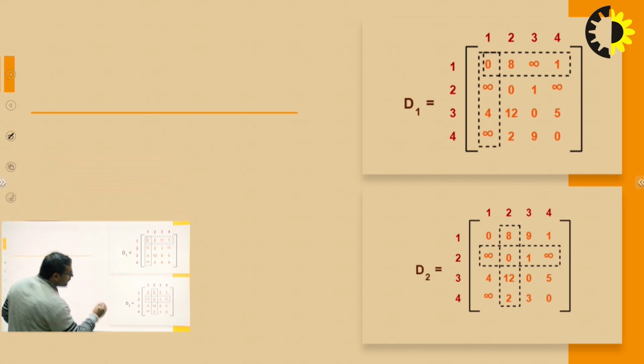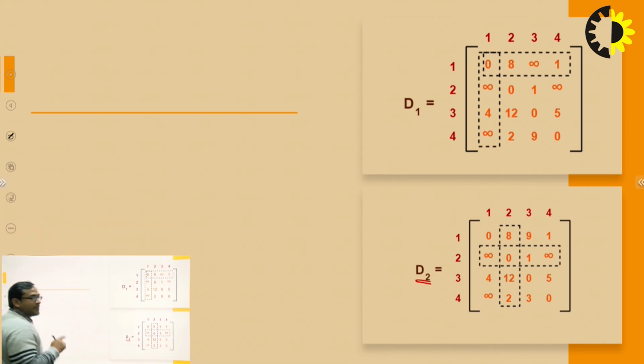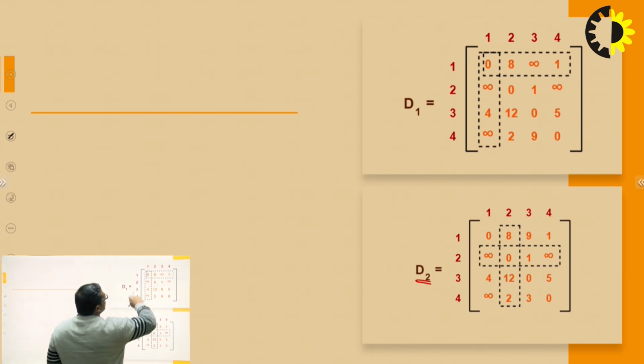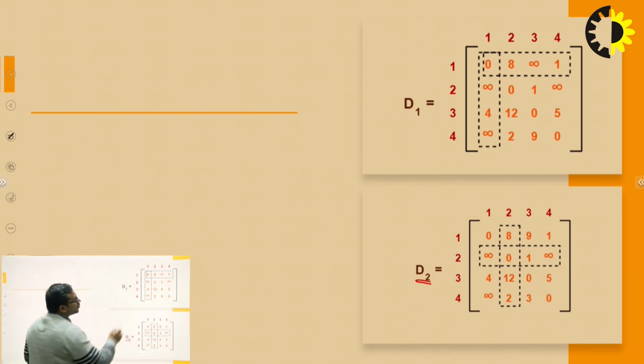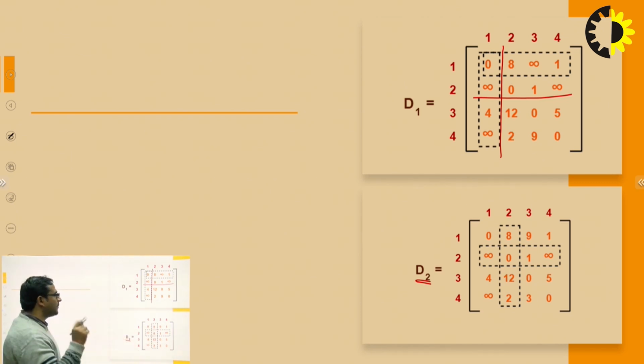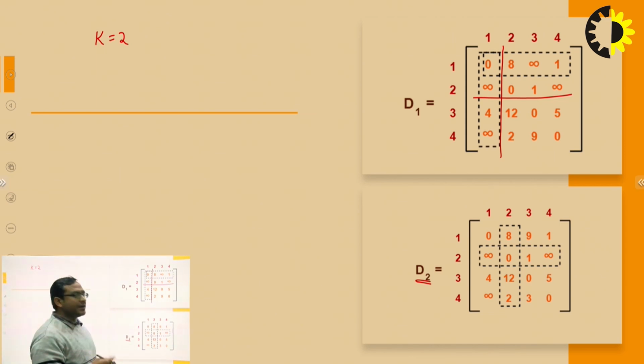When I am taking 2 as the pivot element, the first step is that the second column and the second row remain unchanged. So you can see 0 infinity 0 1 0, that remains unchanged, and this one 8 0 12 2, that remains unchanged. Okay, because I am taking 2 here. So the value of k is now 2. Got my point? So this is the way you can calculate D2, and all the other values you can calculate one by one.